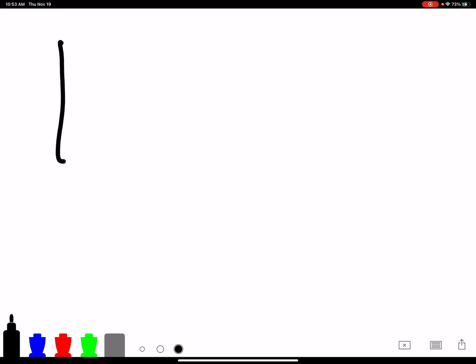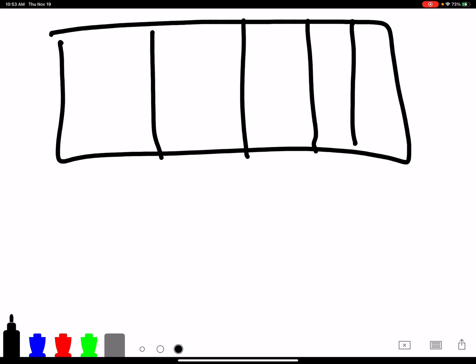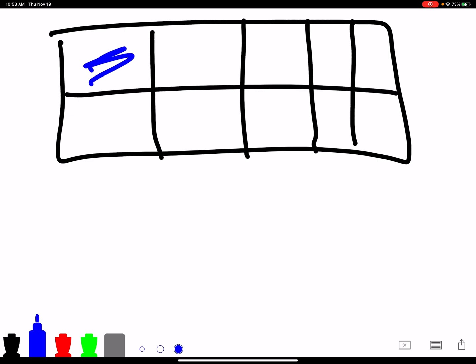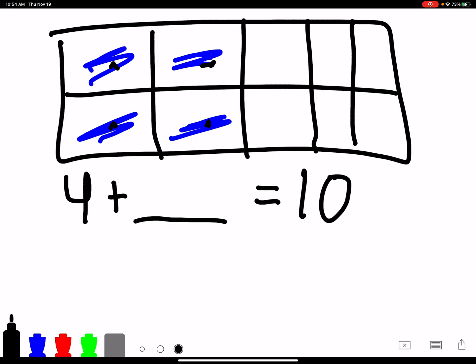So in this problem, we're going to write our 10. So we have 10, but we're going to say that many is filled in. So our total number is 10 because that's how many of the total blocks we have. But how many is filled in? 1, 2, 3, 4. 4 is filled in, so 4 plus something equals 10.